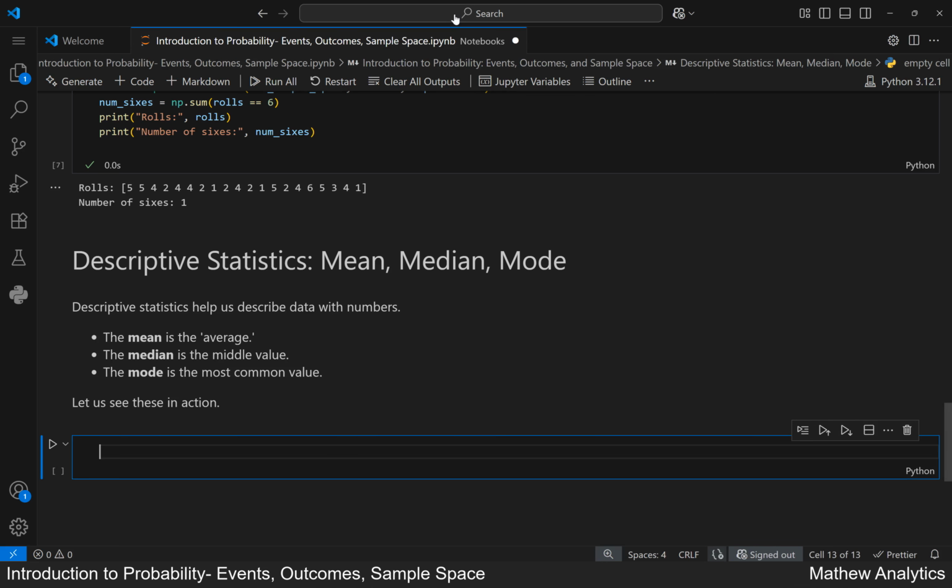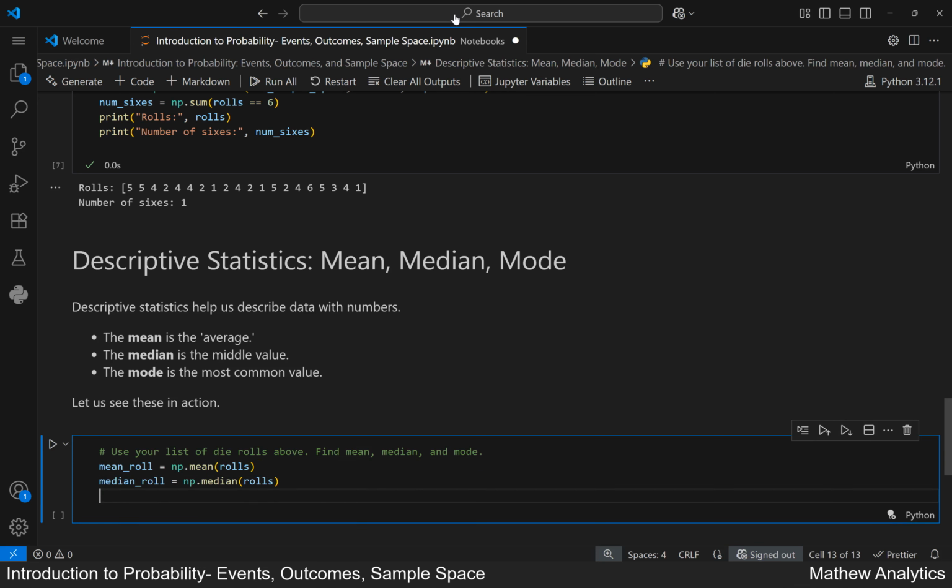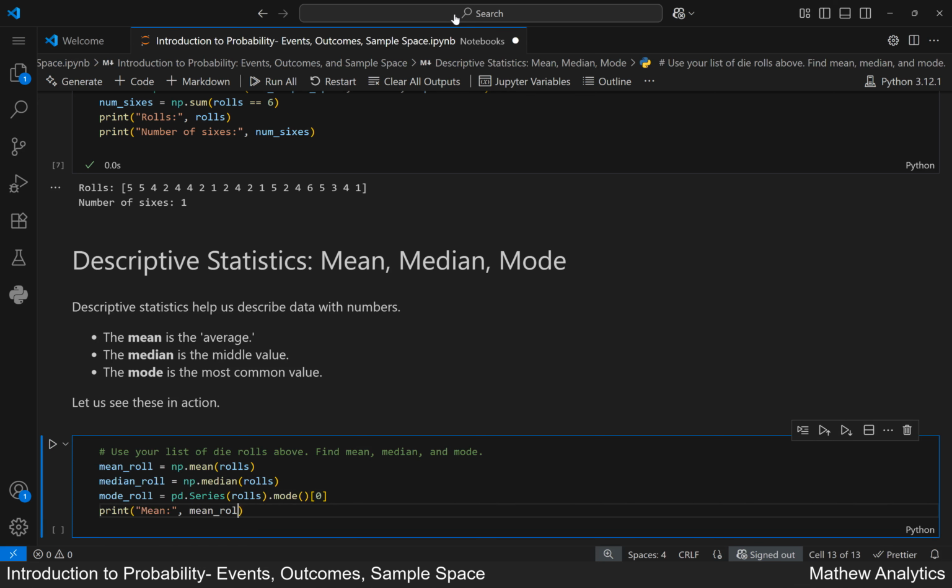Let us explore our list of die rolls using basic statistics. We take the average value from all our rolls. We find the middle value in our list. We see which number shows up most. We print the mean. We print the median. We print the mode.